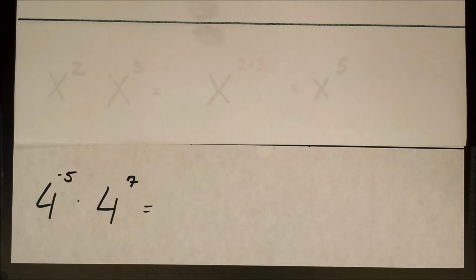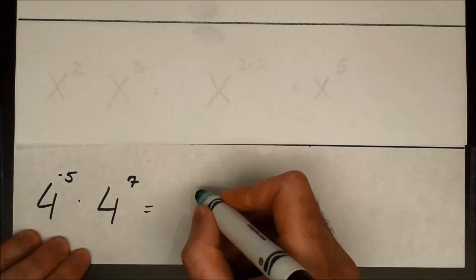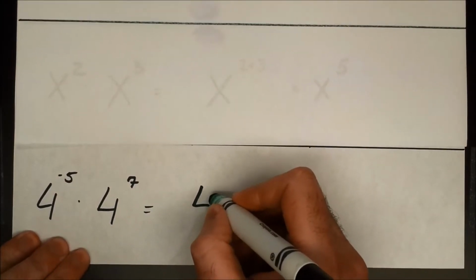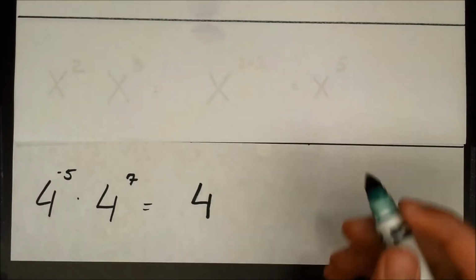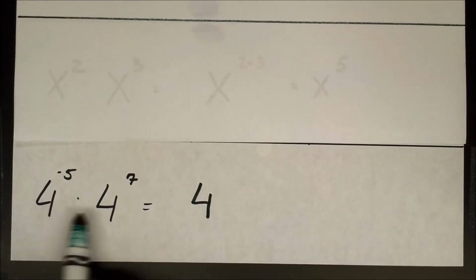Okay, so do they have the same base? They do, which means we can use what we learned here. We leave the base alone. And what would we do to the 2 powers, since it's multiplication with the same base? What do we do to the 2 powers?